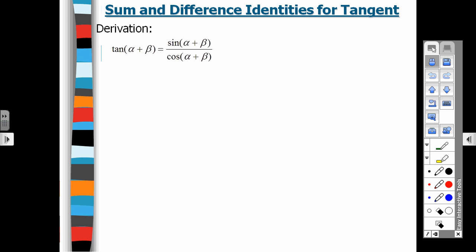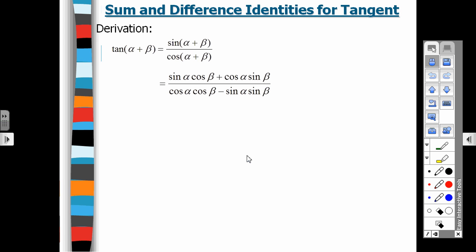So if we want the tangent of alpha plus beta, that's going to be the same as sine of alpha plus beta divided by the cosine of alpha plus beta. After that, we are just going to substitute in each of these identities. So we fill that in.